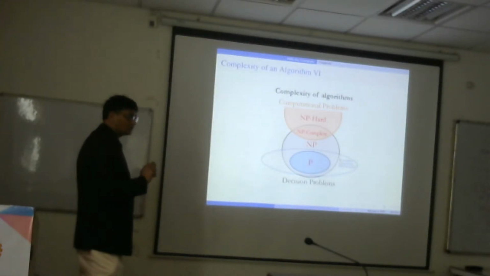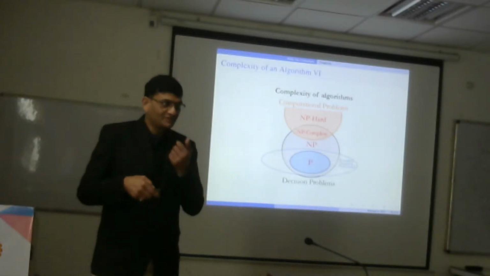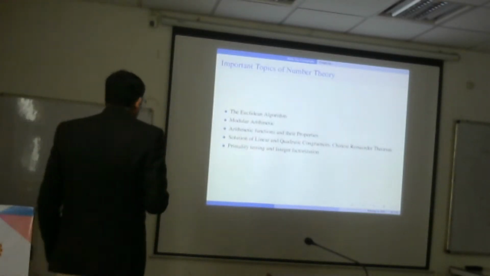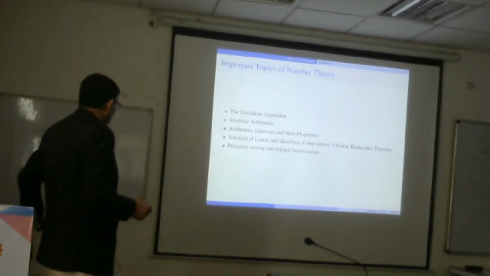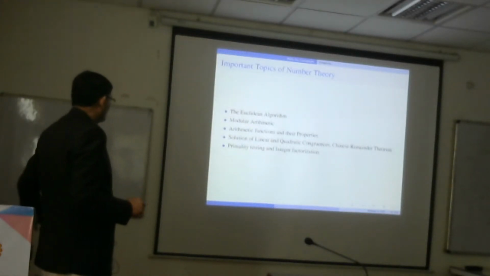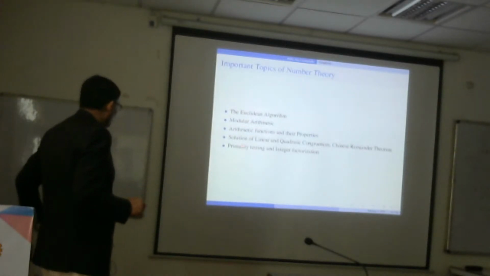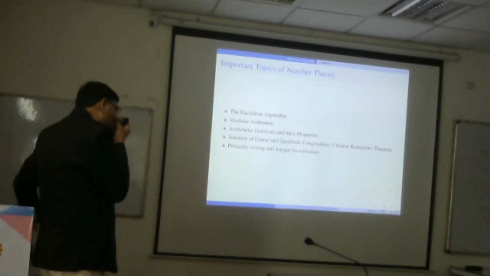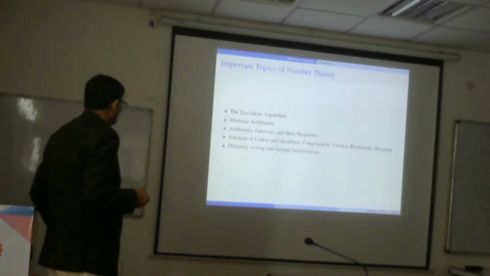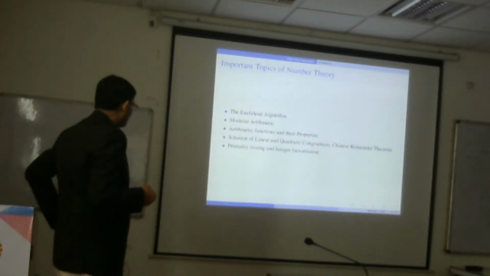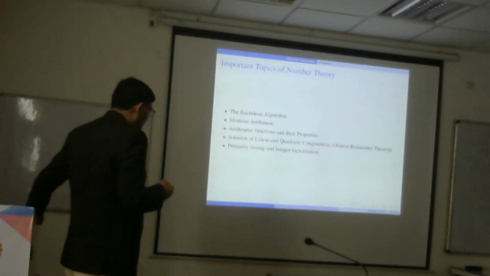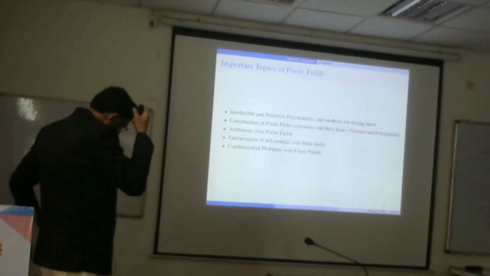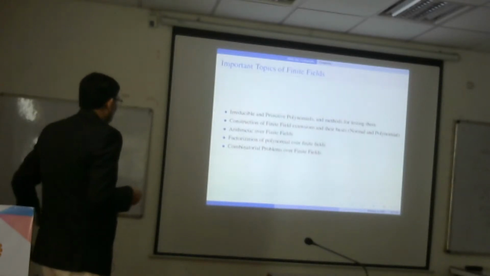Very basic about the complexity. Complexity is a very big topic, because we are going to use this further. For understanding public key cryptography, we should have a good knowledge of number theory: Euclidean algorithms, modular arithmetic, arithmetic functions and their properties, solution of linear and quadratic congruences, Chinese remainder theorem, primality testing, and the integer factorization problem. These are the important topics in number theory that we use in public key cryptography. Even in many other protocols also we use these concepts.